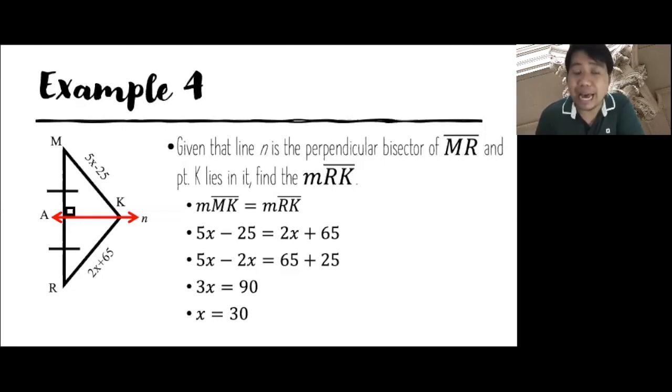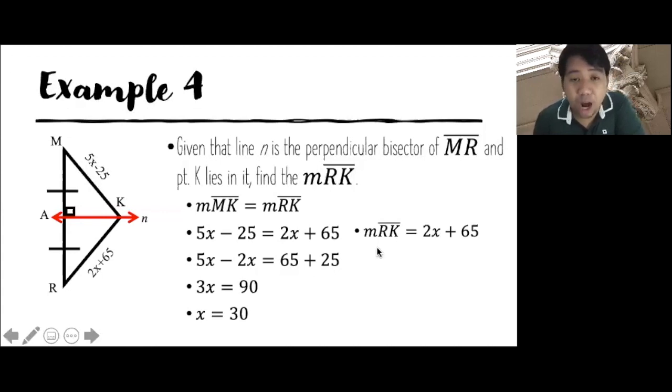Diyan na po ba nagtatapos? Hindi pa po. Kasi we are asked to get or find the measure of segment RK. So ang gagawin po natin sa value ni x ay isa-substitute natin sa expression ni RK. So magkakaroon tayo ng ganitong equation. The measure of segment RK is equal to 2x plus 65. So alam na natin yung value ni x. Kaya isa-substitute na lang natin.